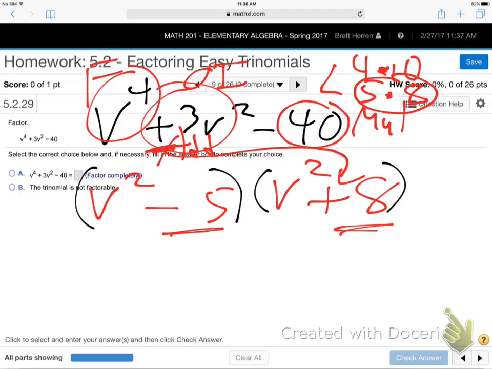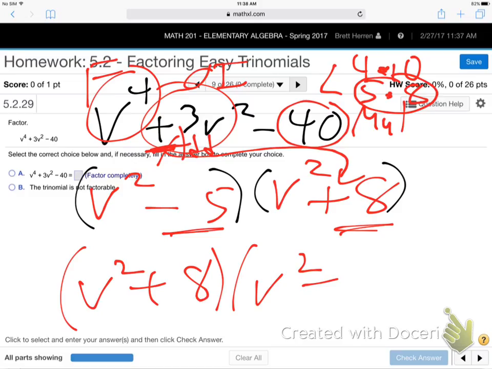Good like that? Again, you can always switch the order. You could have the plus 8 come in first and the minus 5. That's the same answer. As long as the 5 is negative and the 8 is positive, the order doesn't matter. And Math Excel knows it. It'll take it either way.